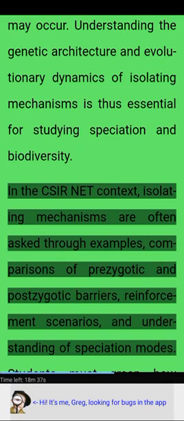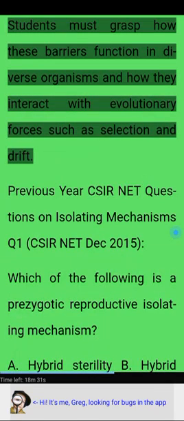In the CSIR NET context, isolating mechanisms are often asked through examples, comparisons of prezygotic and postzygotic barriers, reinforcement scenarios, and understanding of speciation modes. Students must grasp how these barriers function in diverse organisms and how they interact with evolutionary forces such as selection and drift.